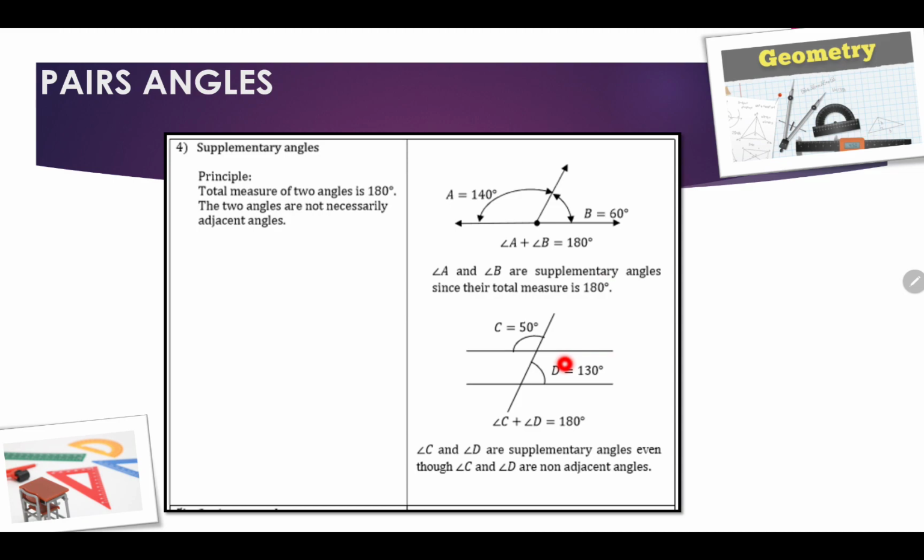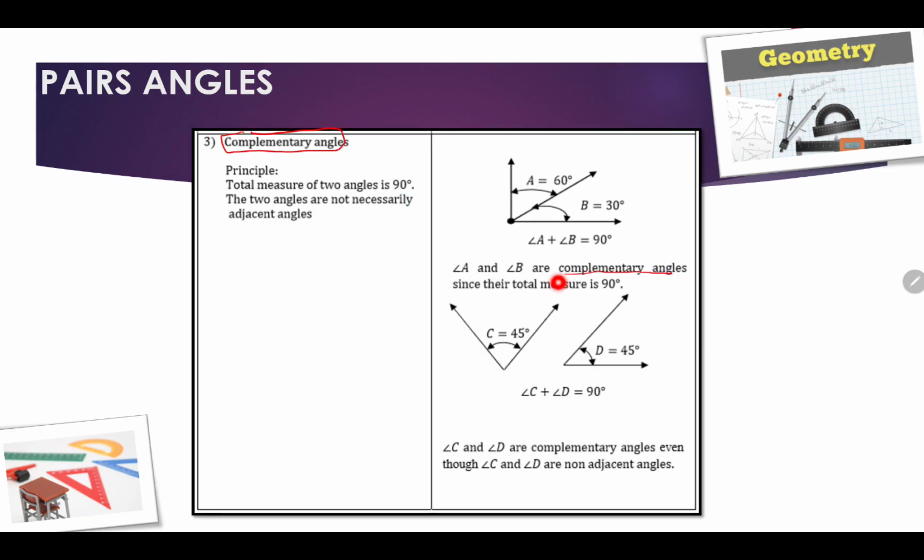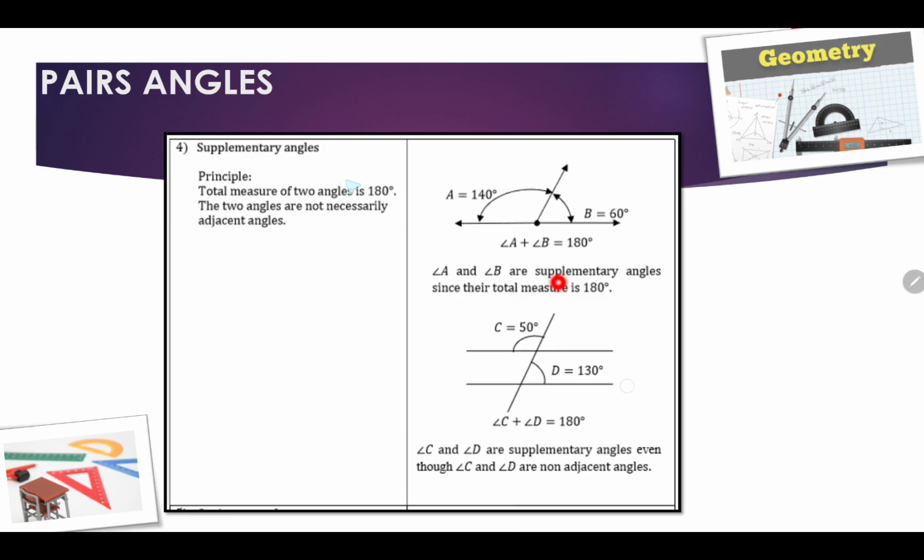Okay, and then ada lagi nombor 4 rupanya. Dia sampai nombor 5, supplementary angle. Okay, supplementary means the total measure of two angles is 180. Okay, yang tadi complementary 90, supplementary 180. Okay, same with apa tadi?